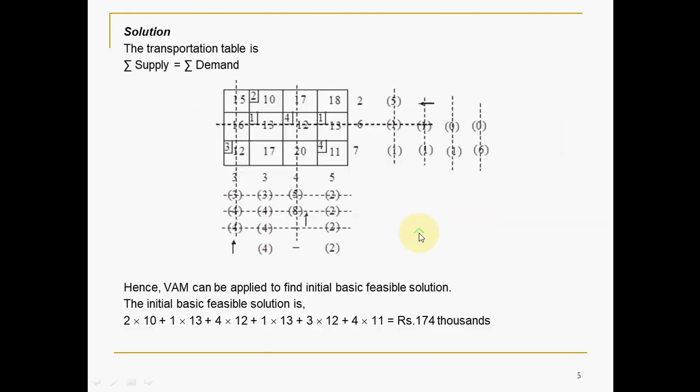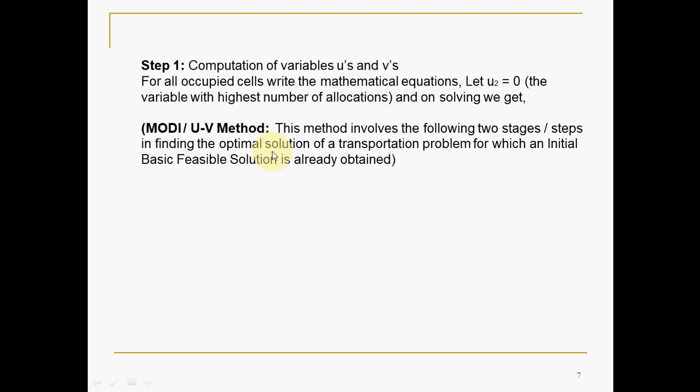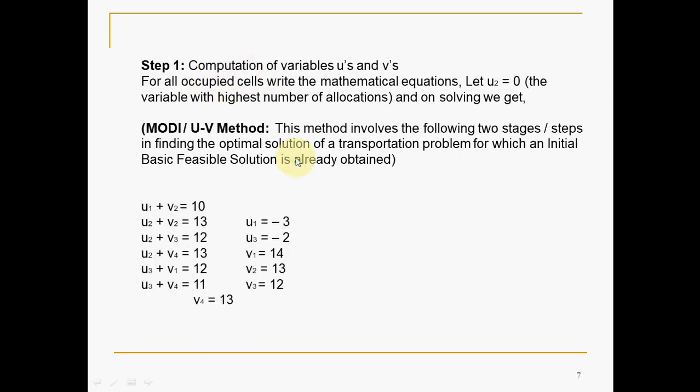Just to summarize, the first stage is obtaining IBFS. This is not new to you. You have already used this concept of finding IBFS in the previous session itself. Now the optimality check is divided into 2 sub-steps. First is the computation of variables u's and v's. For this you have to write the equations, ui plus vj equals the cost. How many allocations you get, so many equations you will get.